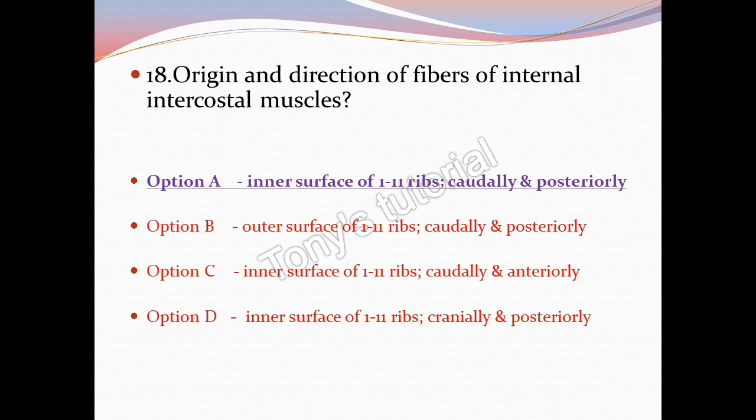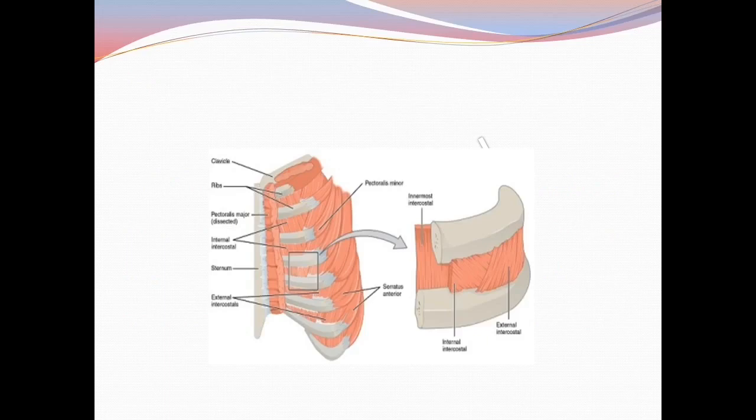And the next one is about the internal intercostal muscle. This is one of the trickiest questions in this session. The internal and external intercostal muscle: the direction of fibers you have to remember. The internal intercostal muscles arise from the inner surface of ribs 1 to 11 and pass caudally and posteriorly, whereas the external intercostal muscle arises and passes caudally and anteriorly.